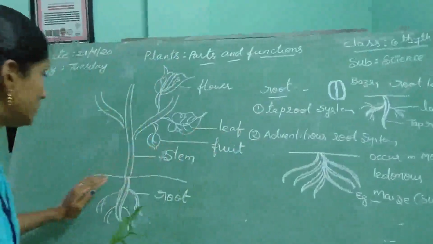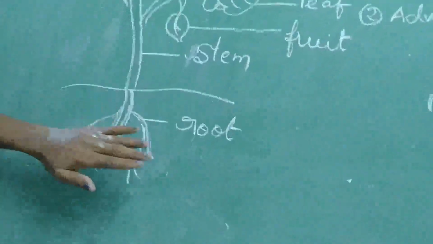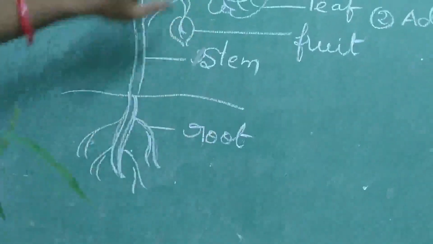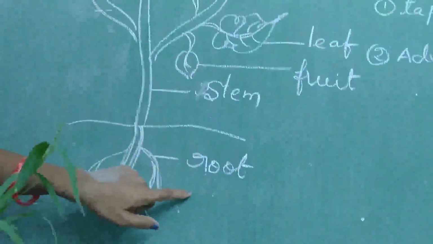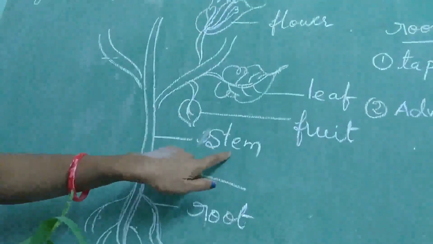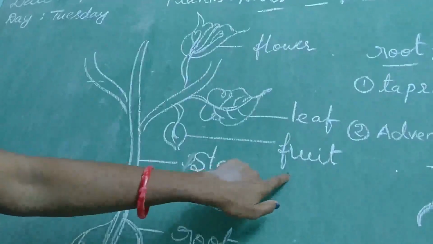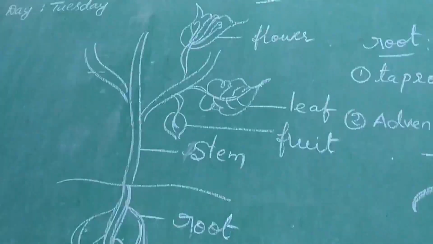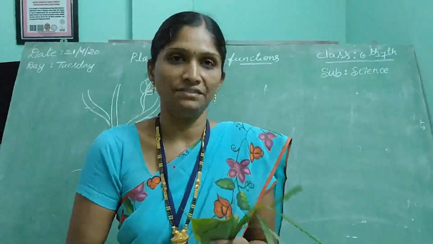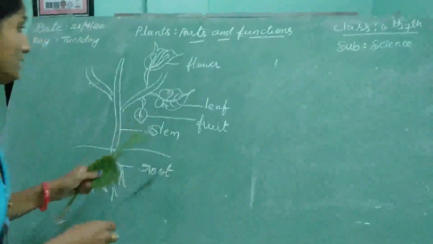That is the first part of the plant. A plant consists of 5 parts. The first part is root, second part stem, third part leaf, fourth part flower, fifth part fruit. Okay. Now the first part is complete. And the next, the second important part, is leaf.